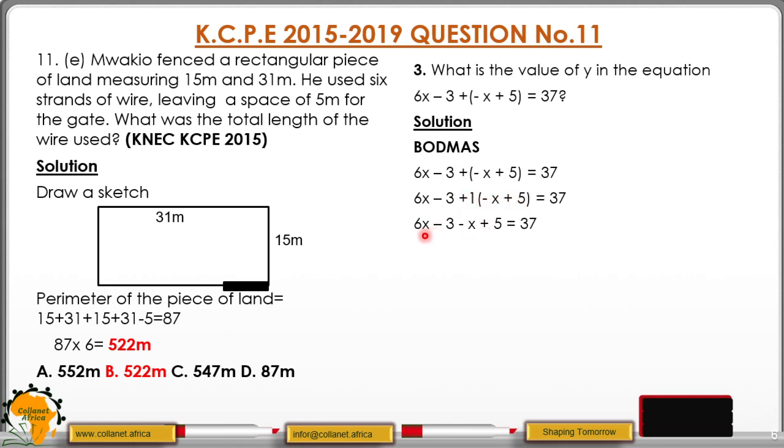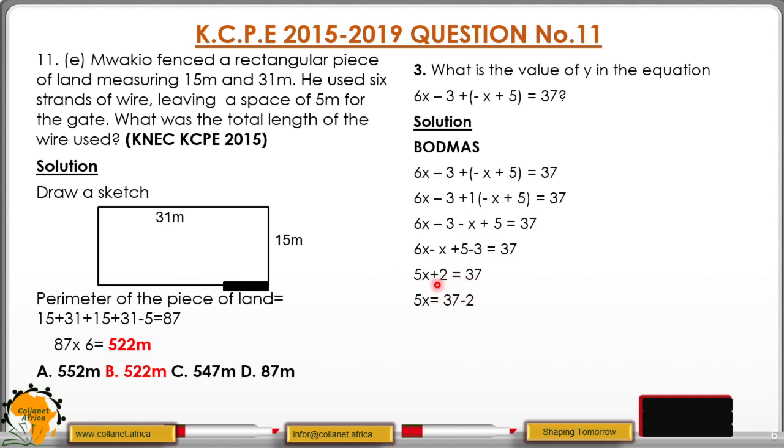So the solution here will be 6x minus 3. I hope you note this one. It will be negative x plus 5 is equal to 37. Put like terms together, you take this x there, and remember the x carries the negative sign. So it will be 6x minus x, then plus 5, these are positive, minus 3, the 3 carries the negative sign, the 5 carries the positive sign, is equal to 37. Then 5x plus 2, that is 5 minus 3, you get 2, is equal to 37.